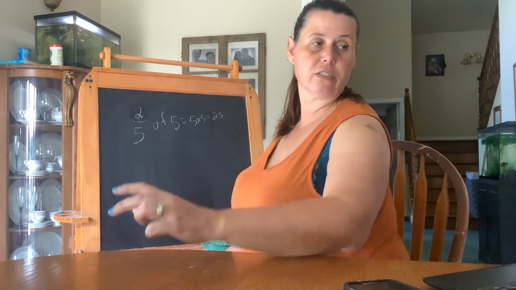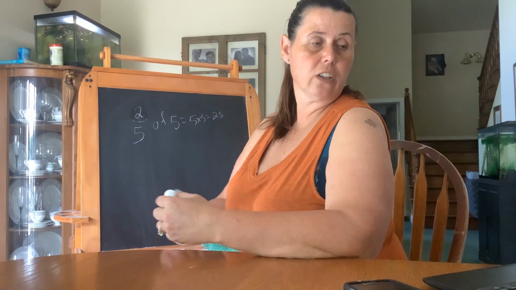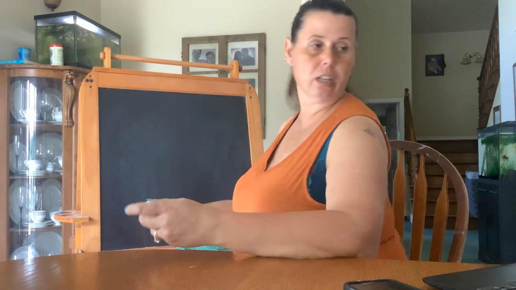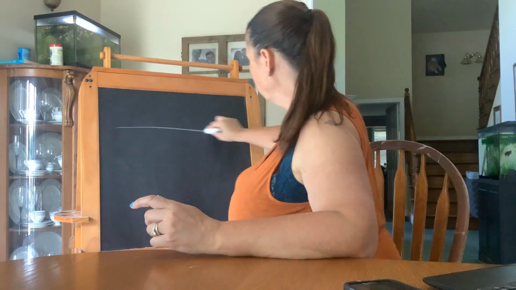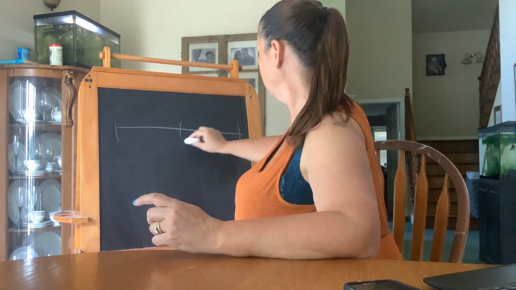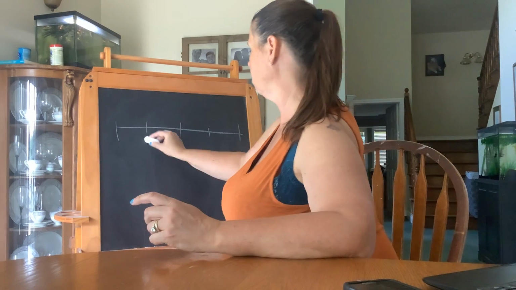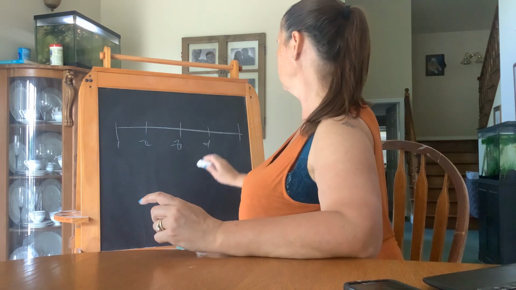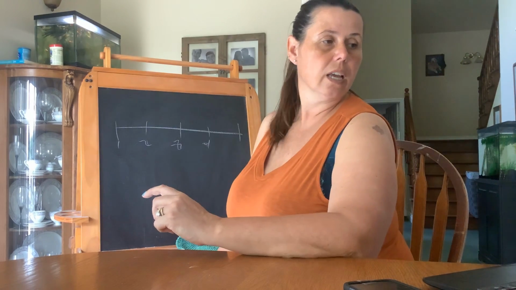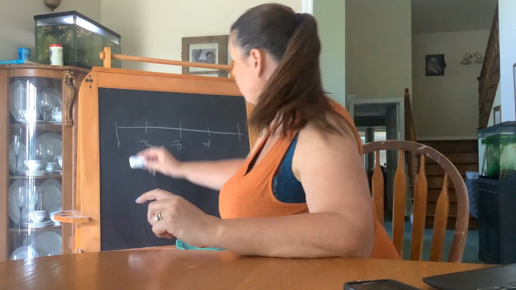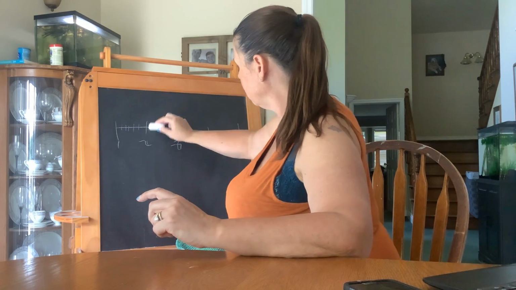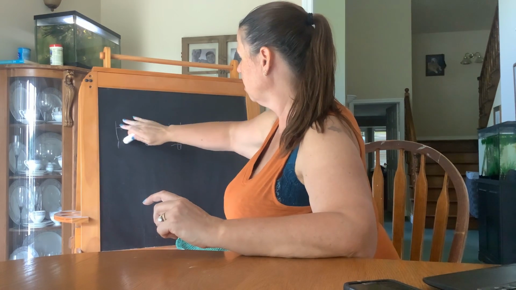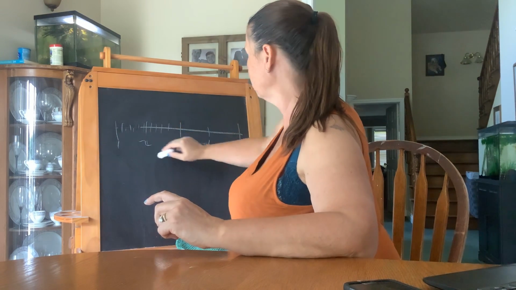So how many strings of length 2/5 fit along a length of string of 4 meters? So let me draw the little thing here. So we've got a 4 meter. Here we go. 1, 2, 3, 4 meters. And they're all cut into 5. 1, 2, 3, 4, 5. So I only need 4 lines.